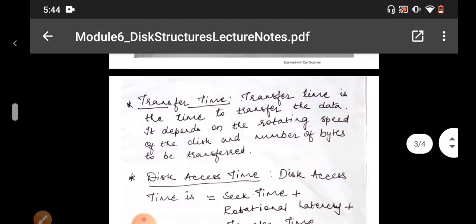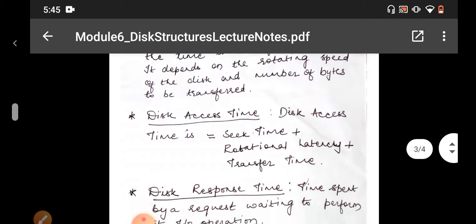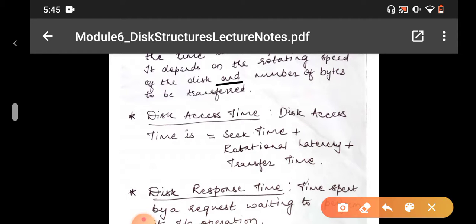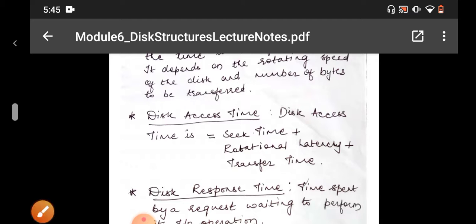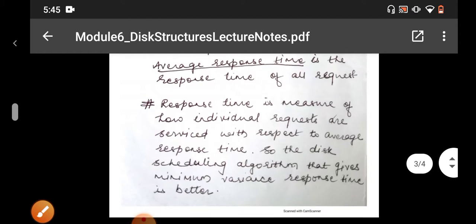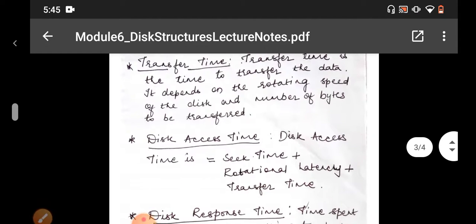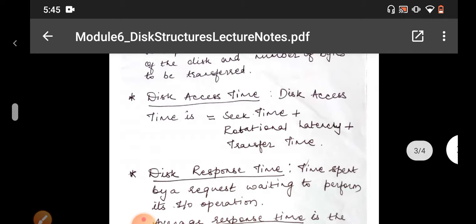Now next is transfer time, the time taken to transfer the data from your disk to the device to which you want to transfer. It depends on the rotational speed of the disk and the number of bytes to be transferred. Obviously, if you have to transfer a large amount of bytes, the time required will be more, and also on the location from where it is. If it is too far from the head, it will take more time, and if it is near, it will take less time, maybe depending on the scheduling algorithm used.